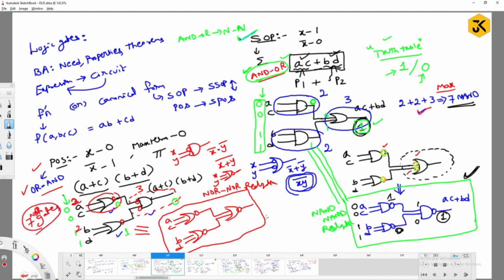But if you follow a certain procedure, you are going to get a maximum of 3 NOR gates. So if you would like to convert the same thing, the OR-AND gate circuit, into a NOR-NOR circuit, you can simply bubble up the outputs of the OR gates and bubble up the inputs of the AND gate. That's it.